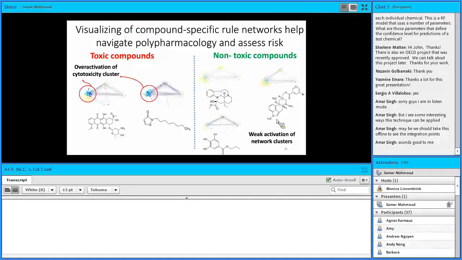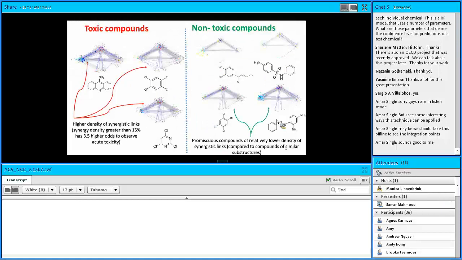And a final representation of what we can do with these rule networks, we can visualize a compound-specific rule network where we can visualize and navigate polypharmacology in compounds. So on the left side, it's a representation of the rule networks of toxic compounds, where we see an overactivation of the cytotoxicity cluster, the light blue nodes, in comparison to the right side of some of the non-toxic compounds, where it shows an overall weak activation of the nodes or the network clusters. However, some of the non-toxic compounds are promiscuous, where they are characterized by activating lots of edges.